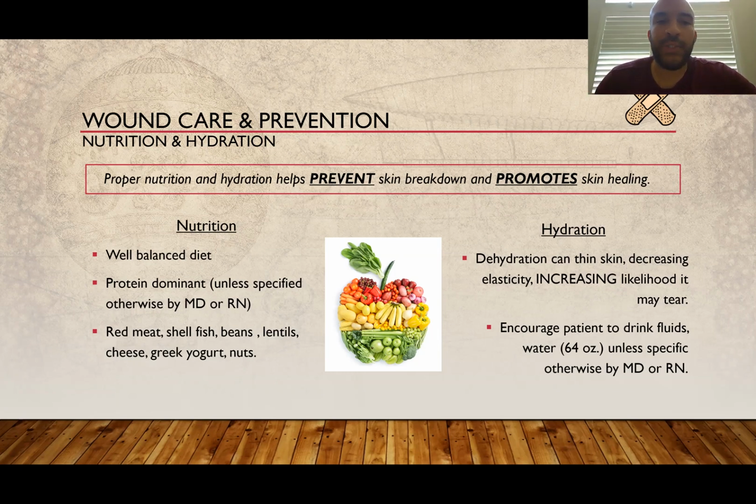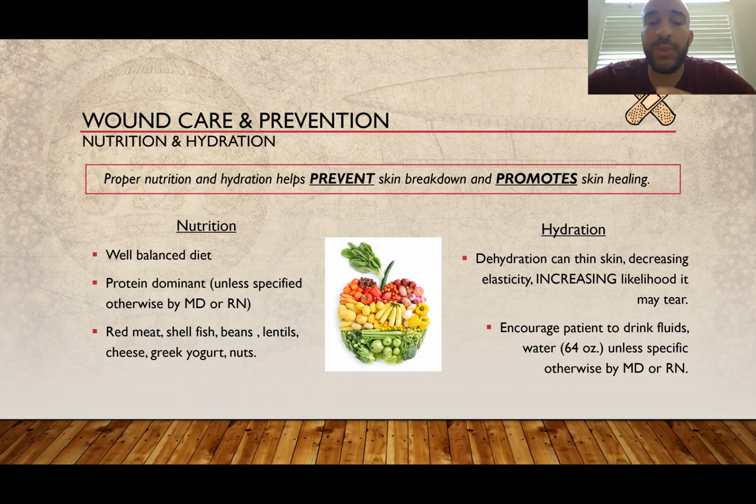So, nutrition and hydration. I have this big and bold at the top. Proper nutrition and hydration helps prevent skin breakdown and promote skin healing. Nutrition on the left, a well-balanced diet is very important. And specifically, I want to highlight the foods here that can give our patient a protein dominant diet, unless specified otherwise by the nurse. So we want to make sure if they're not eating a lot, that they eat their red meat, if that's on the plate, they eat their fish or their beans, their cheese and their yogurt, nuts, things like that, that are high in protein because the protein essentially helps heal the body on a cellular level.